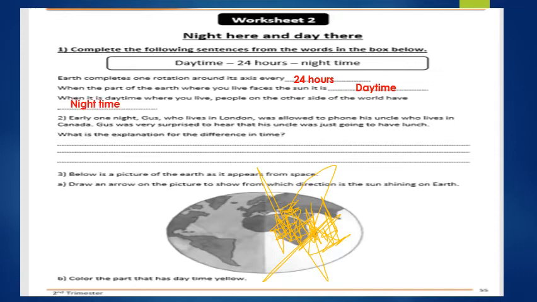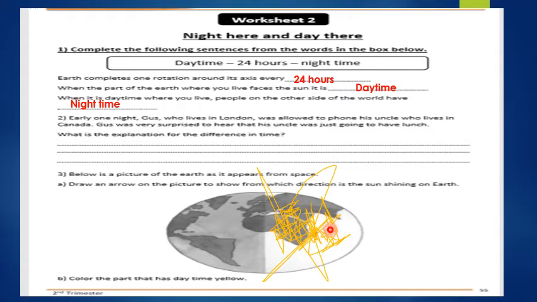Now question number 2. Early one night, Gus, who lives in London, so let's imagine that we're talking about this. So London will be right there. Okay. So Gus lives in London, was allowed to phone his uncle who lives in Canada. Okay. Gus was very surprised to hear that his uncle was just going to have lunch.